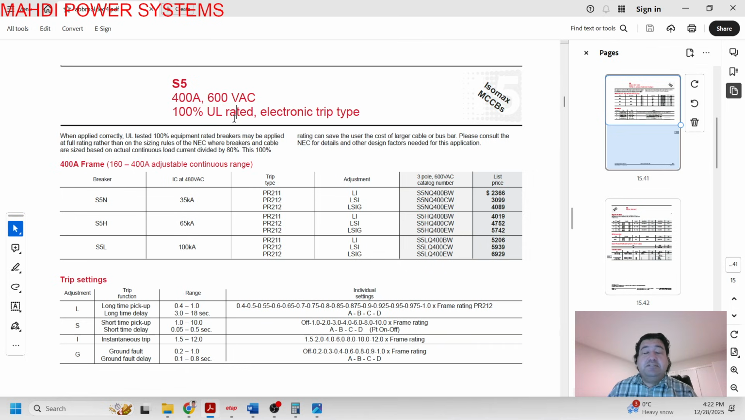That means this breaker can handle 400 amp continuously. If it's written here 80%, it can handle 320 amp continuously. This is a really important concept, and I have to say the majority of breakers are 80% rated. But the best source is to go to the document and see the document. Then you figure out if this is 80% or 100%.